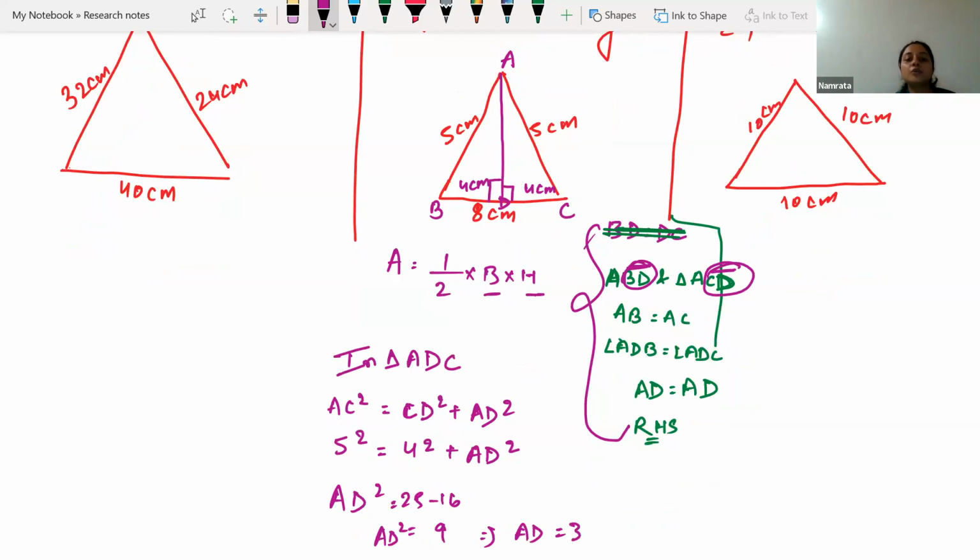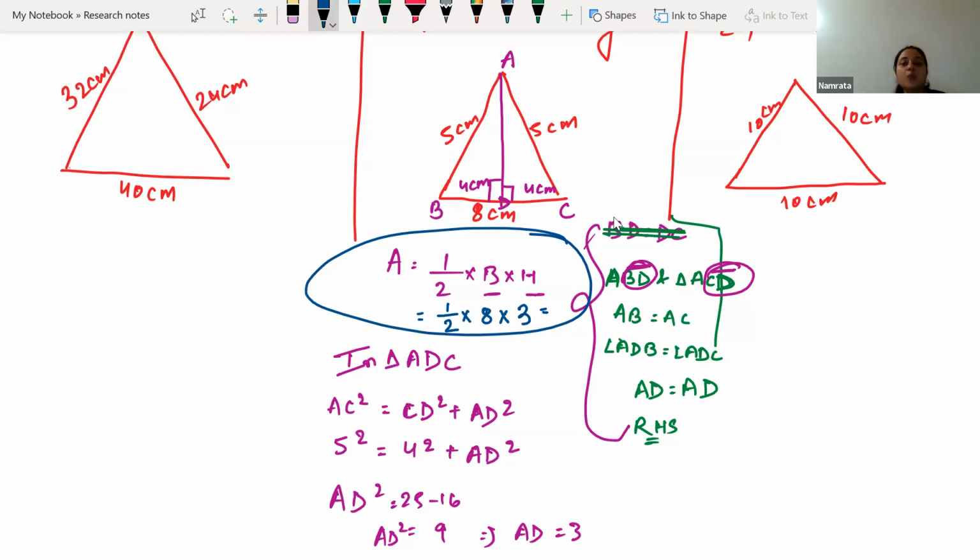Now what we want to do is find the area of the triangle. So let's take base into height. Here we have written the area formula, and here I am going to write 1 by 2. Base is total 8 and height AD is 3, which we just found. Is it possible to find the area? Yes, it's possible. Can you see it?